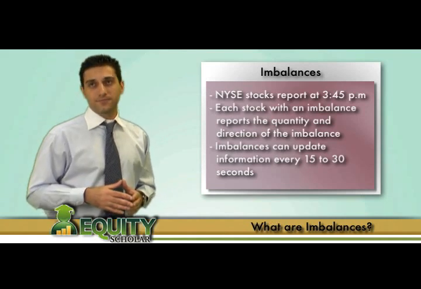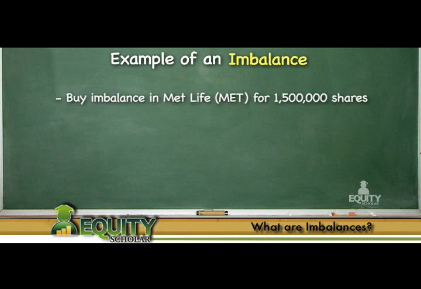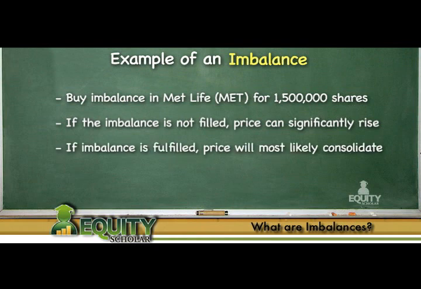For instance, if there is a small chance a buy imbalance of 1,500,000 shares in MetLife, ticker symbol MET, is going to be completed by the close, it then can be expected that the stock will move sharply up in price as traders speculate off this information. However, if the imbalance is expected to be completely filled, then no major action will likely take place in the stock.